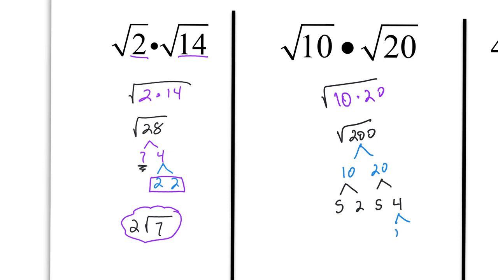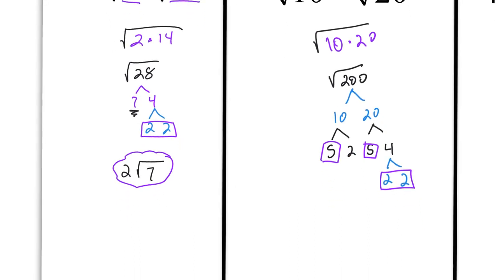4 is 2 times 2. Okay, guys. So look, I have a 5 right here, 5 right here. That's one pair of 5. And I have a pair of 2's right there. Notice that this one here, remember this one? We didn't break this one down. So that one goes inside of the radical, and the pairs will go outside of the radical.